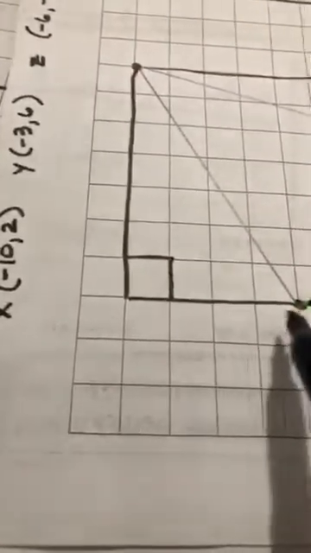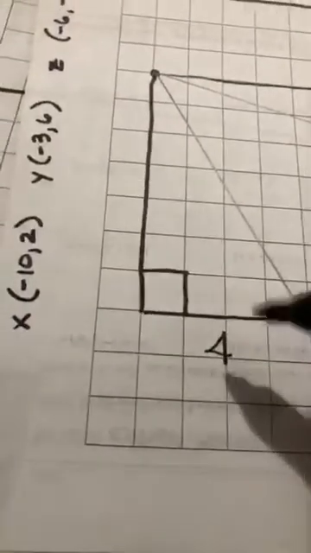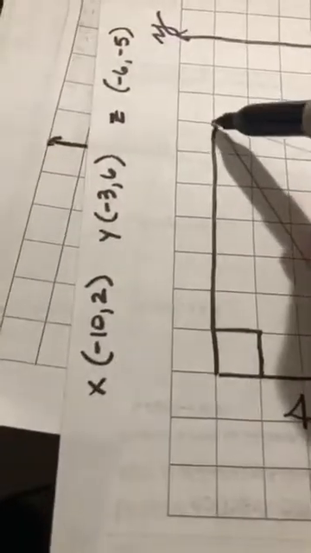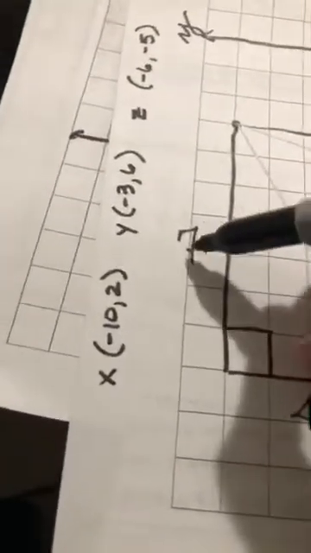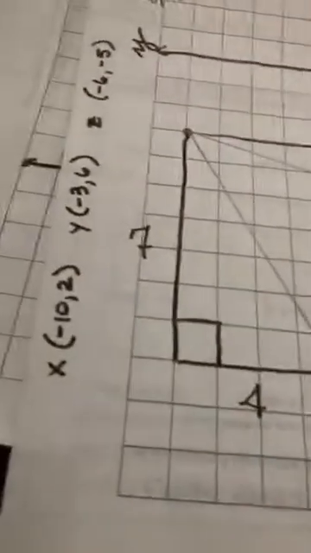So I'm going to use this as my base, and it's 4 units. I'm going to use this side as my height, and it's 1, 2, 3, 4, 5, 6, 7 units. And I'm going to write my numbers like I've taught you all year. If you write your numbers, then you don't have to keep counting over and over and over, right?